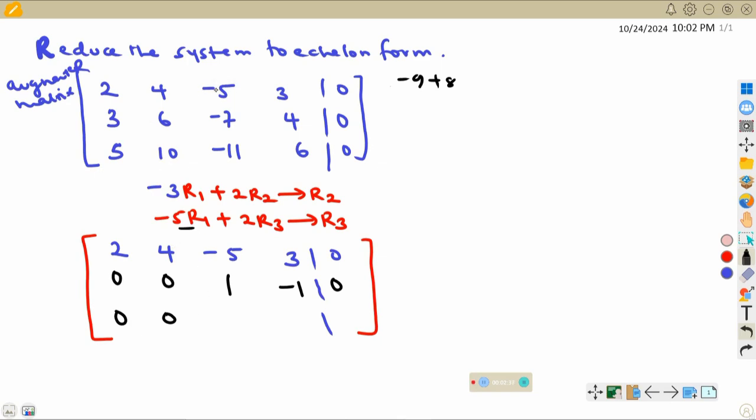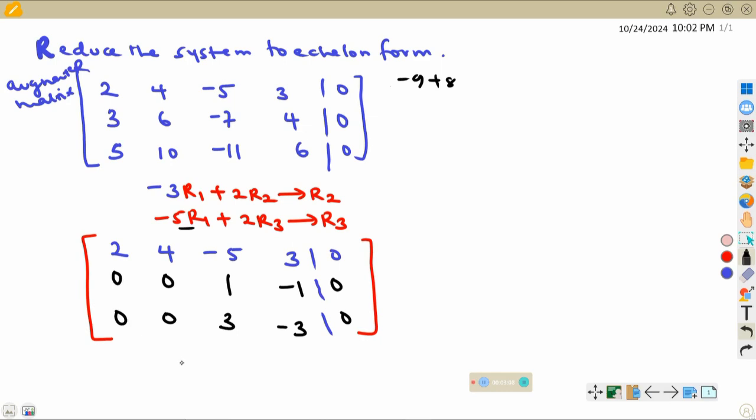Also, when we apply -5 times -5, that is +25, plus -22, that will give us 3. Then next we apply -5 times 3, that is -15, plus 12, which will give us -3, and this will remain 0.